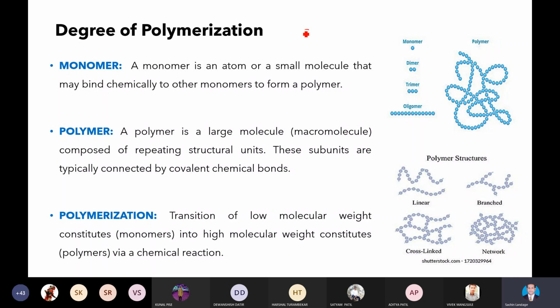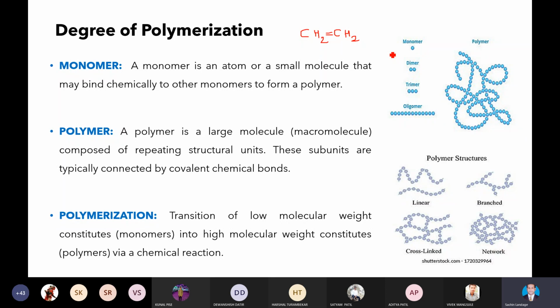So CH2=CH2, that ethylene, will be our monomer. This ethylene will undergo addition polymerization, because ethylene is an unsaturated monomer. Because of the addition polymerization, the polymer you are going to get will be a linear polymer. In a few cases, we will get branches also, but it depends on what type of monomer it is.